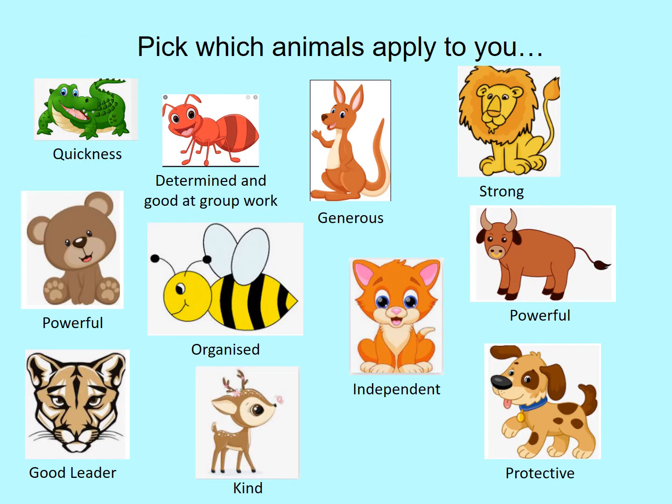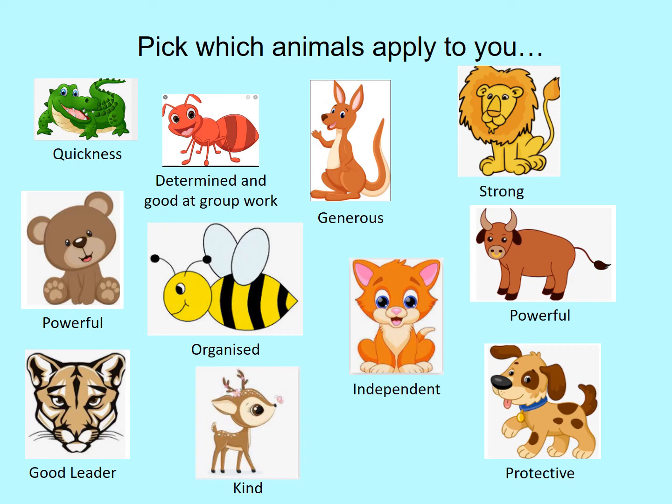So here, if you decide to put a crocodile on your totem pole, okay, that would show how quick you are. So you might be really quick at running, you might be really quick at your work, all right? If you put an ant, you're determined and you work really well in groups. So it might be in class you've been working really hard in group work before we finish school. Okay, if you put a kangaroo, it means that you're generous. All right, you might like to give things out or like to give presents and things.